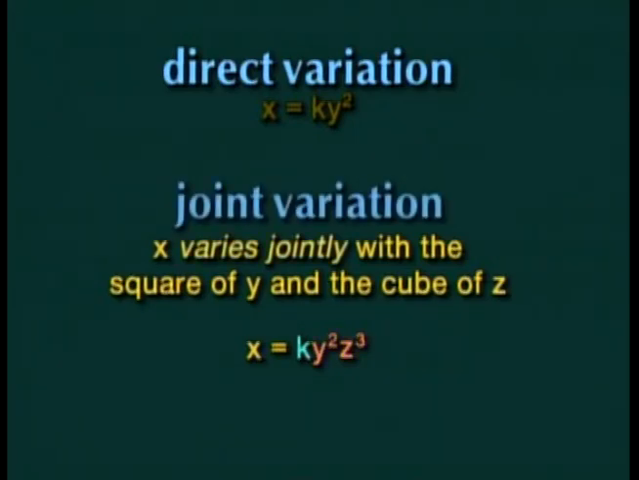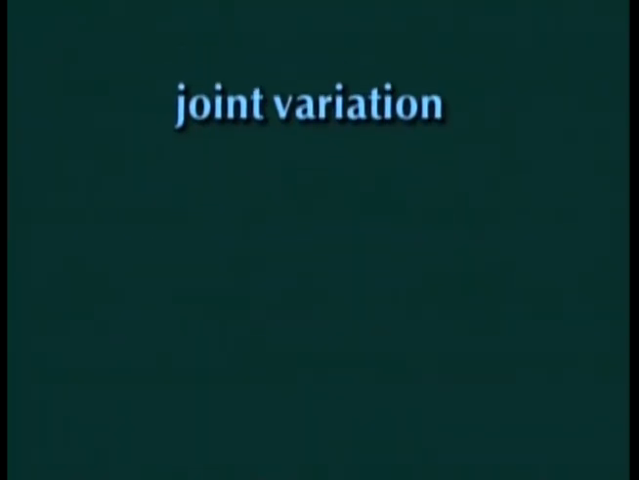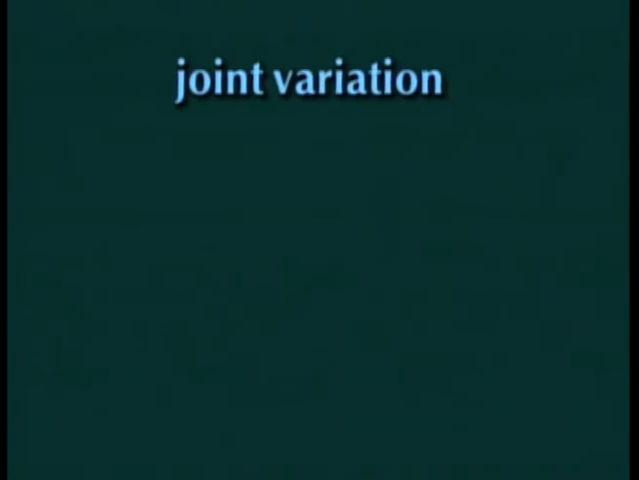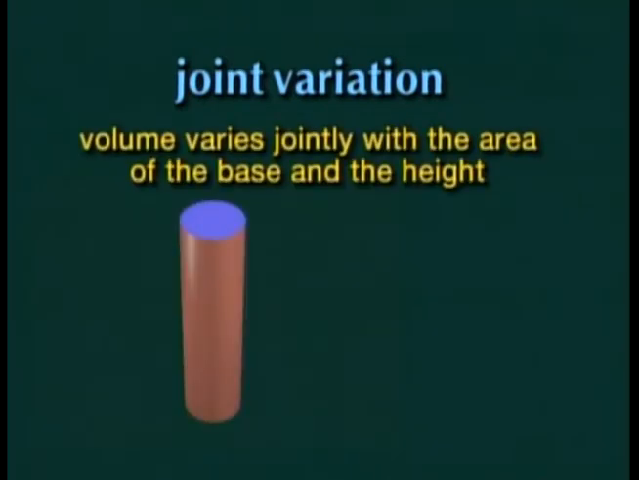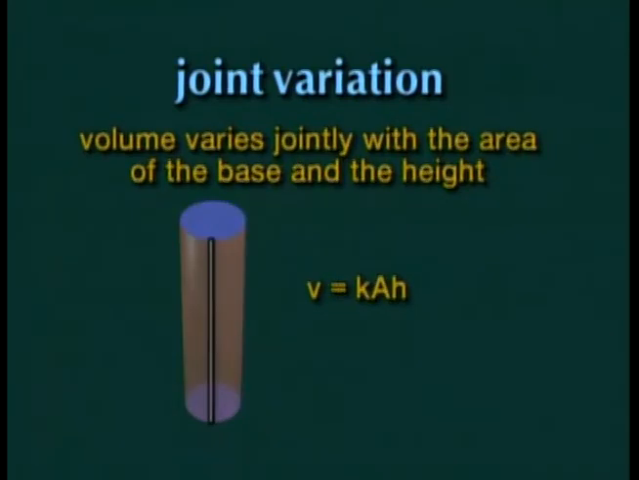This is called joint variation. It's just another type of direct variation. Joint variation is common in a number of applications. For example, the volume of a solid varies jointly with the area of its base and its height. This is the area of the base of a cylinder. This is its height. To find its volume, we'd use the general formula V equals K times A times H.